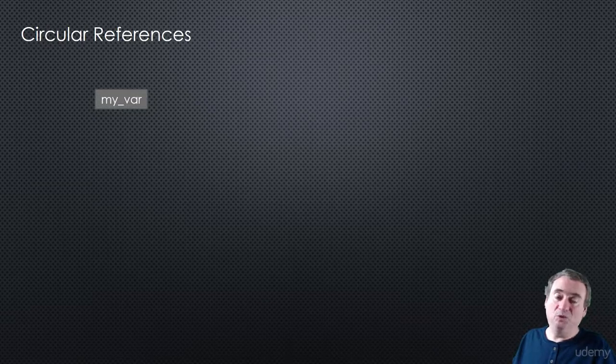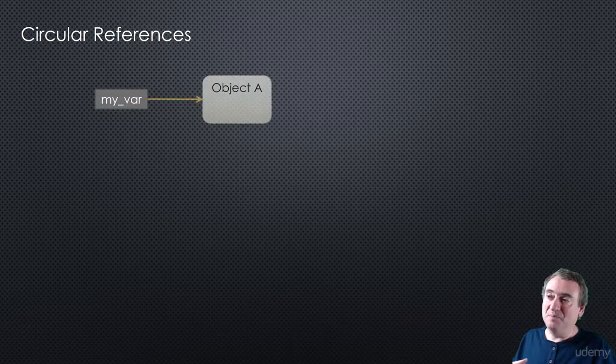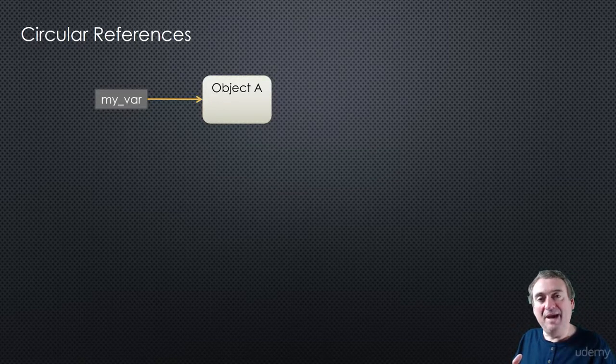Let's say we have a variable, myVar, and let's say that myVar points to object A. So far, it's exactly what we've seen. If myVar goes away, if we point it to another object or to None, then the reference count of object A goes from 1 to 0, and the Python Memory Manager at that point destroys the object.